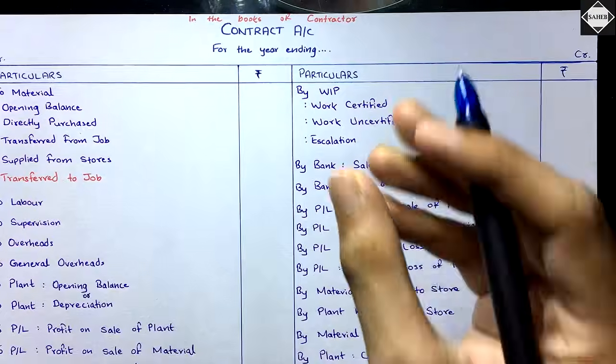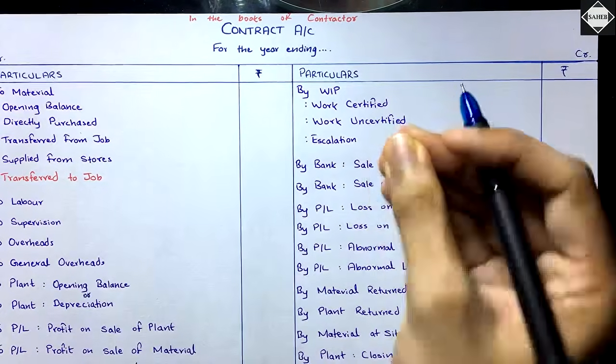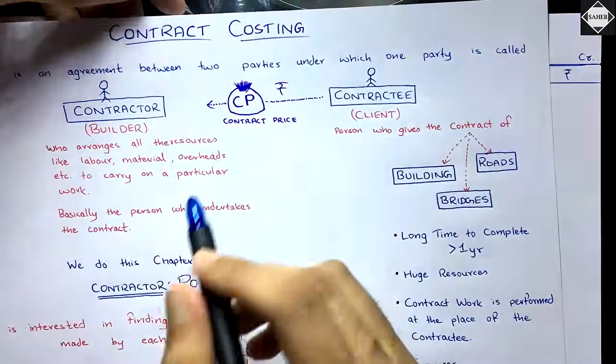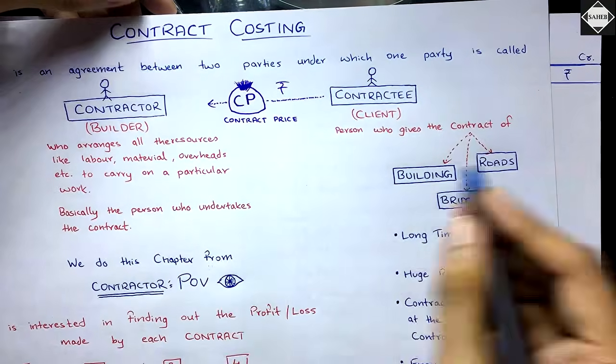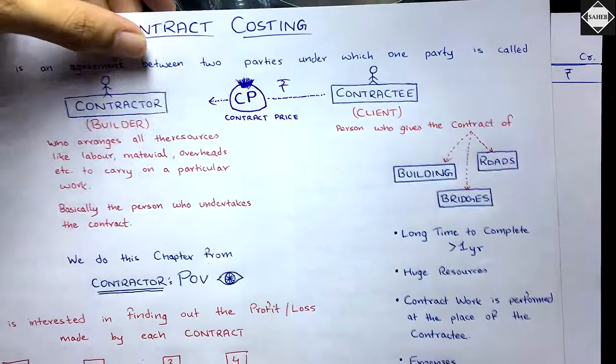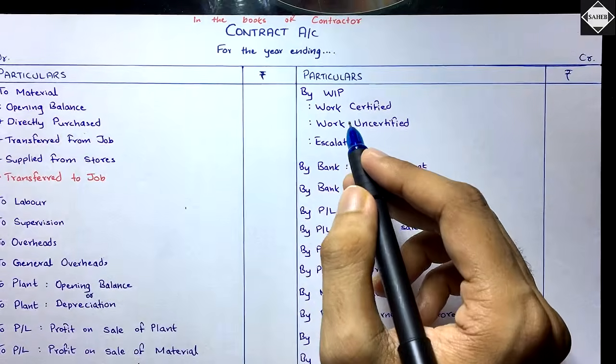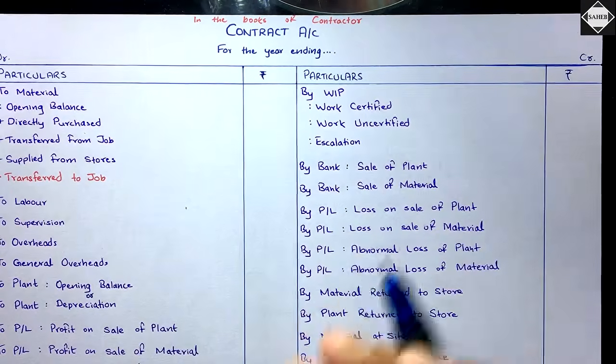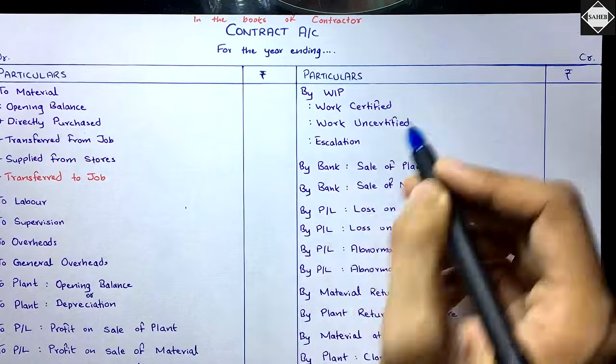And then why it is taken on the credit side is because it's our main income, isn't it? Why is the contractee paying us the money? Because we are doing this work for him, isn't it? So that's why this work in progress, it's what? It's revenue, it's income for us. So that's why it's being credited over here. It's taken on the credit side.